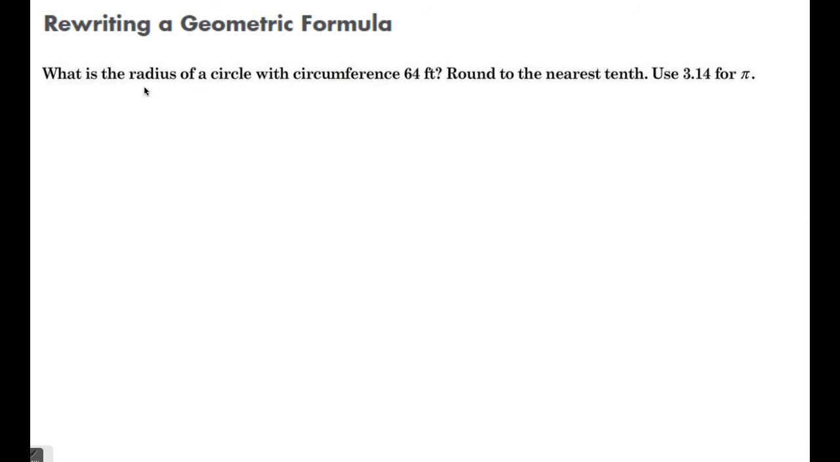Okay, we're going to look now at geometric formulas. We're going to look at what is the radius of a circle with a circumference of 64 feet, round to the nearest tenth, and use 3.14 for pi. So pi is going to be 3.14. So we're going to need the formula. So let's go back to the formulas that we had from the beginning of this video.